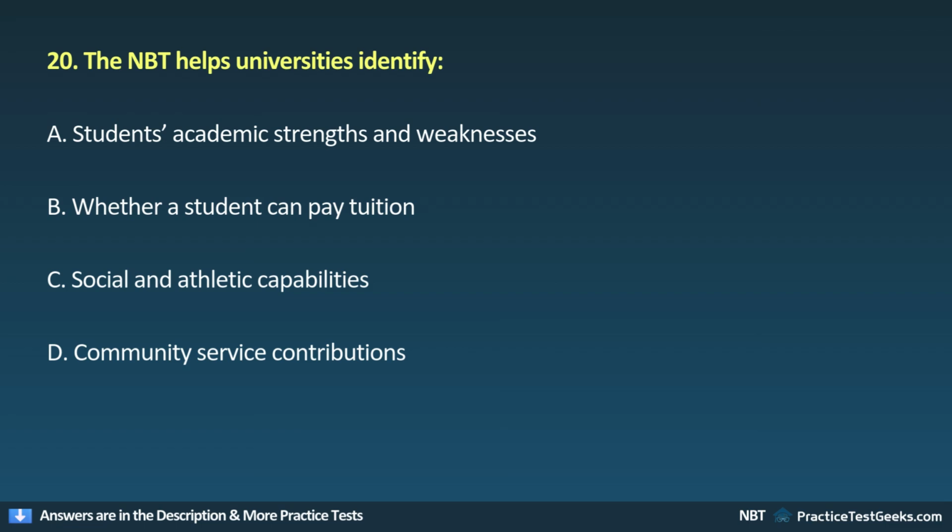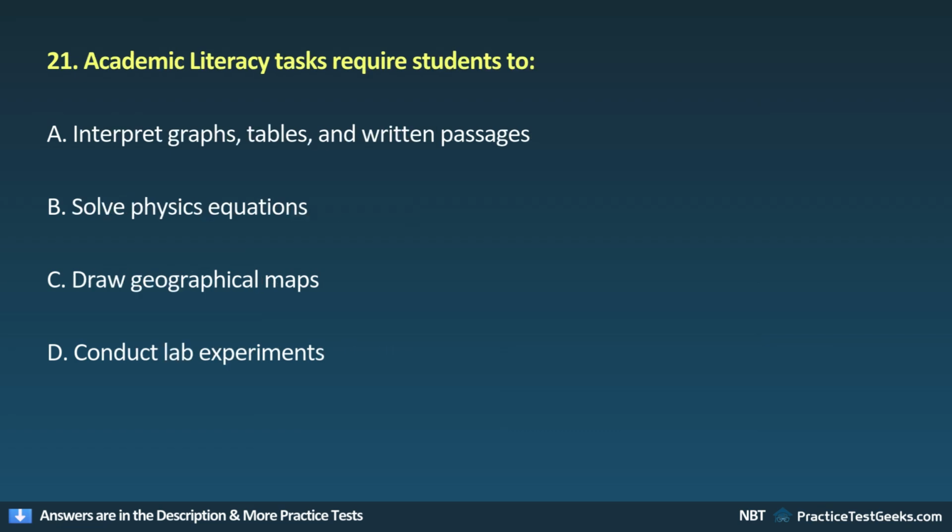20. The NBT helps universities identify A. Students' academic strengths and weaknesses. B. Whether a student can pay tuition. C. Social and athletic capabilities. D. Community service contributions.